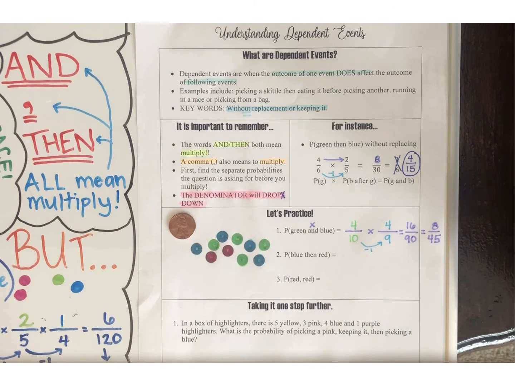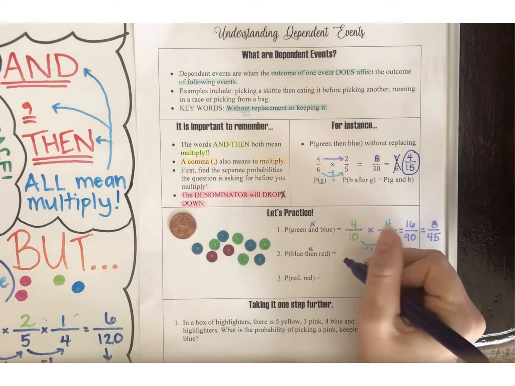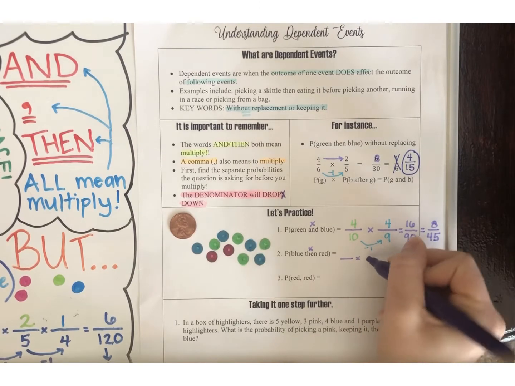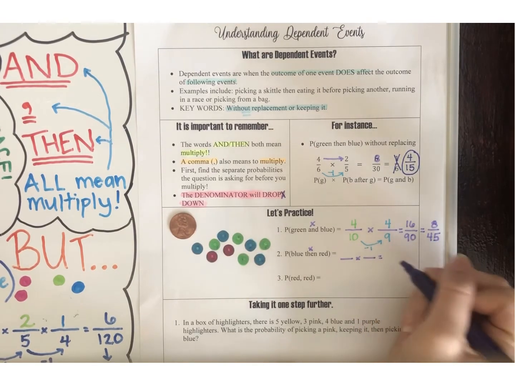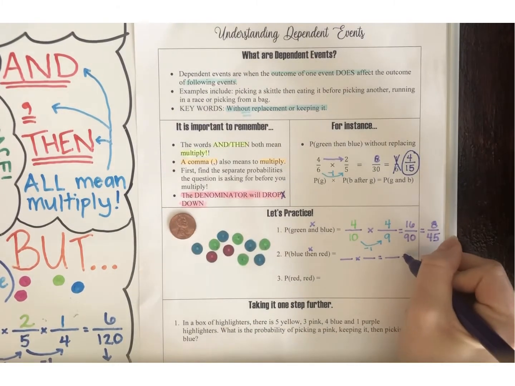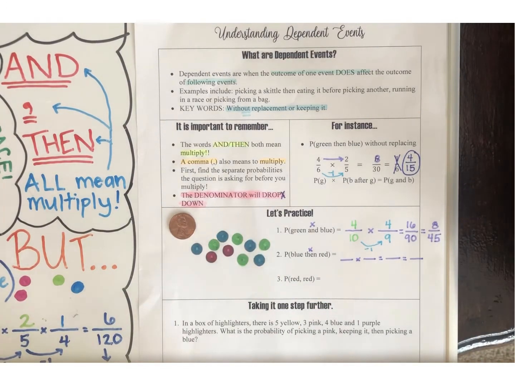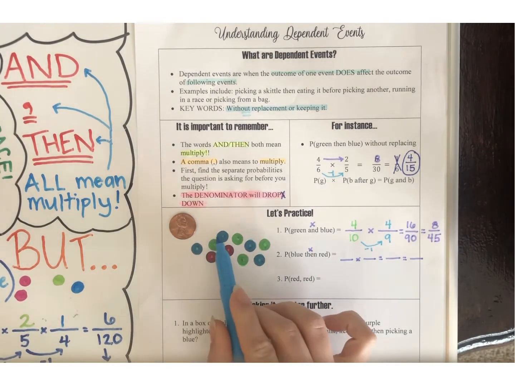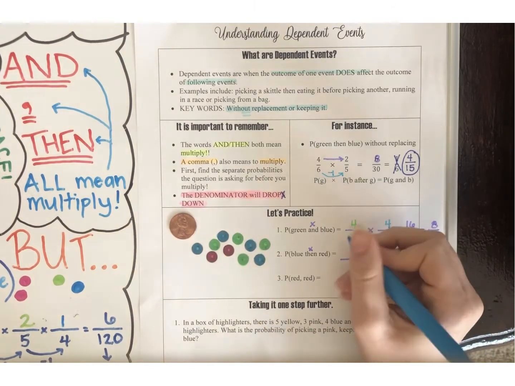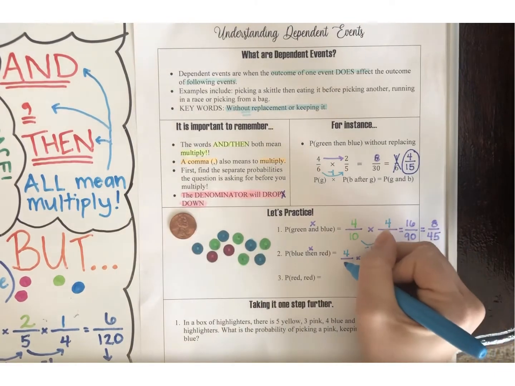All right, moving on to number 2, we're looking at blue and then red. Remember, then is another keyword for multiplication, so I'm doing blue, then red. All right, first our probability of a blue is 1, 2, 3, 4 out of a total of 10 marbles.